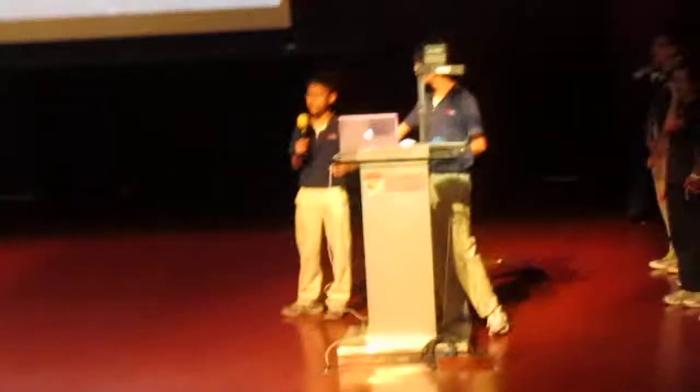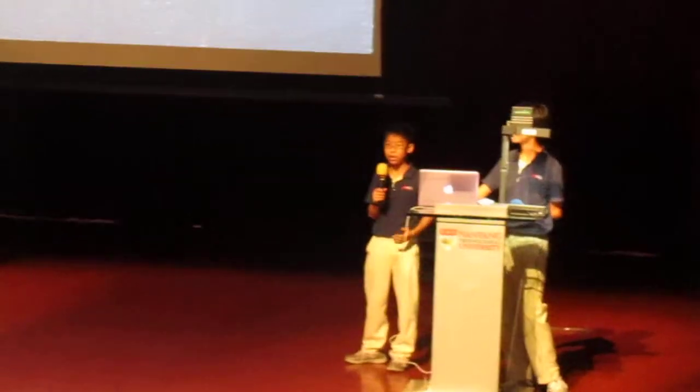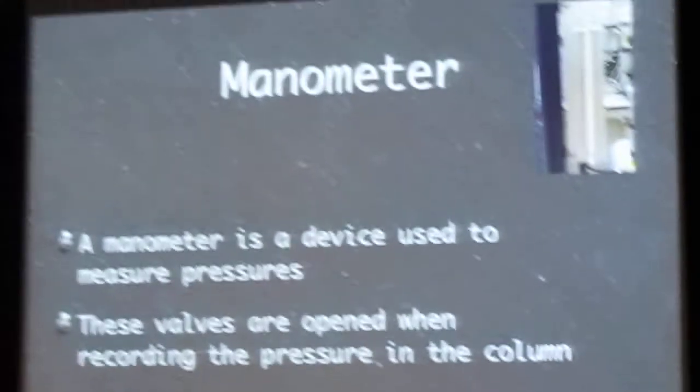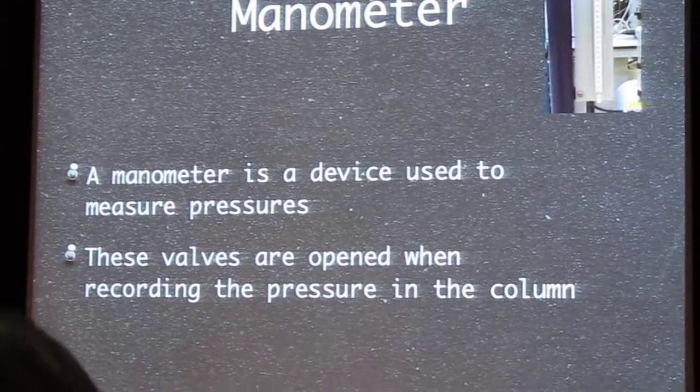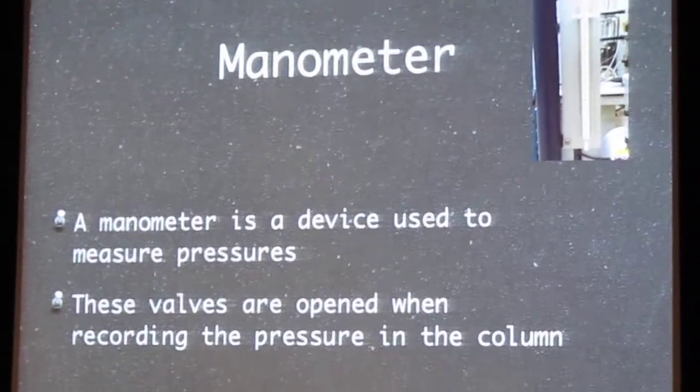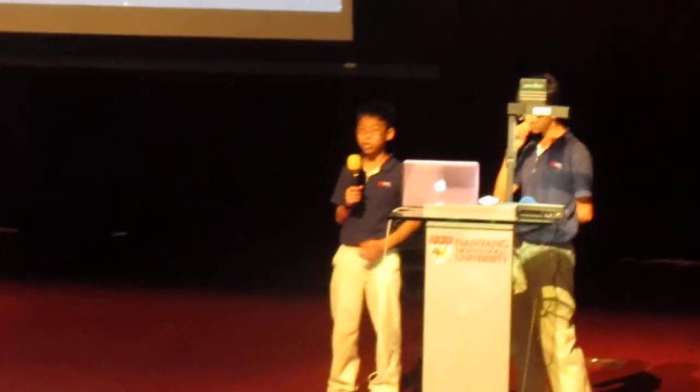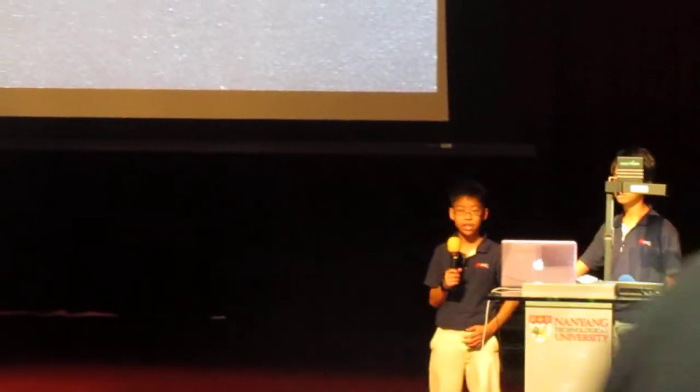Okay, talking about the various equipment that we use along with the distillation column so that we could carry out our test. The first is the manometer. The manometer is a device that will measure the pressure in the distillation column itself, and the valves connected to the manometer are always closed except when you want to test the changes in the pressure.